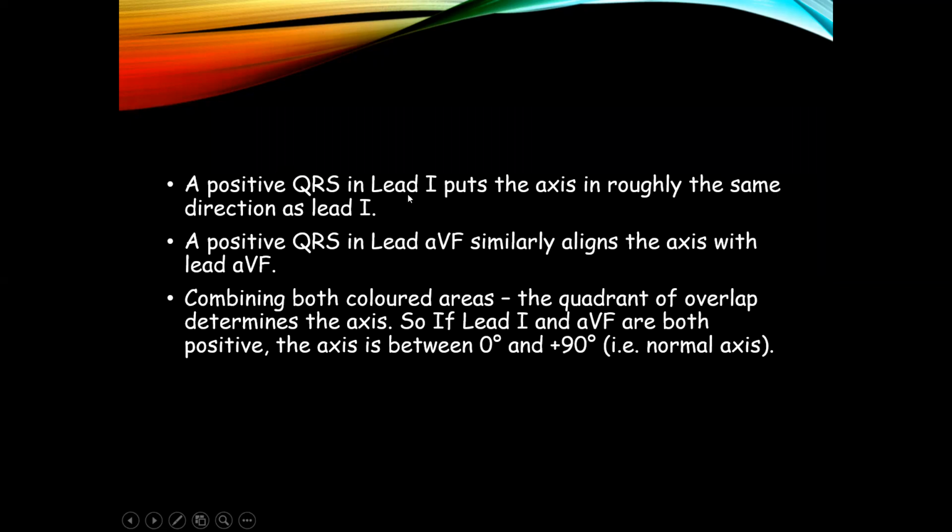A positive QRS in lead 1 puts the axis in roughly the same direction as lead 1. A positive QRS in lead AVF similarly aligns the axis with lead AVF. Combining both colored areas, the quadrant of overlap determines the axis. If lead 1 and AVF are both positive, the axis is between 0 and 90 degrees, which is the normal axis. Try to remember at least this.